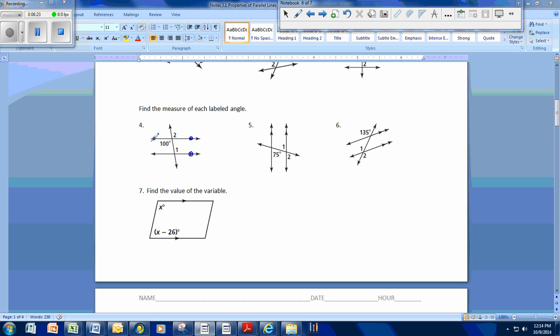All right, now let's see. Angle 1 makes a Z with that 100-degree angle. So angle 1 would also be 100 degrees because they make the letter Z, and those are called alternate interior angles. And those are congruent if we have parallel lines, which we do. Angle 2 is vertical with that 100-degree angle. So from previous knowledge, we know that vertical angles are congruent.